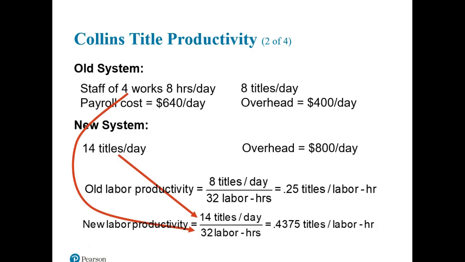You got that? Again, Collins uses the basic formula to compute labor productivity and the multi-factor approach to compute multi-factor productivity. The labor productivity with the old system is 8 titles per day divided by 32 labor hours, which computes to 0.25 titles per labor hour. In turn, the labor productivity under the new system is computed by dividing 14 titles per day by the 32 labor hours, which equals 0.4375 titles per labor hour.